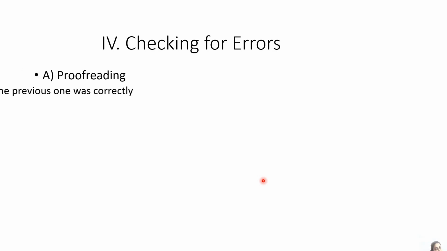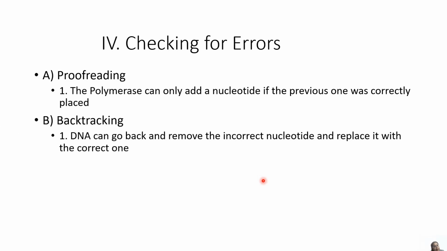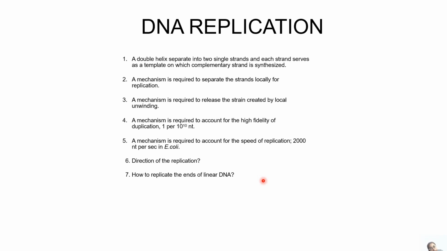Now what will you do for checking the errors? Proofreading. First of all, you have one strand. The complementary strand will be formed with the help of polymerase, right? But there might be some errors. Not everything can be completely perfect, right? So there is a proofreading facility as well. Polymerase can add a nucleotide only if the previous one was correctly placed. Most polymerases have a proofreading exonuclease activity as well, that is backtracking. The enzyme can go back, remove the incorrect nucleotide, and replace it with the correct one.